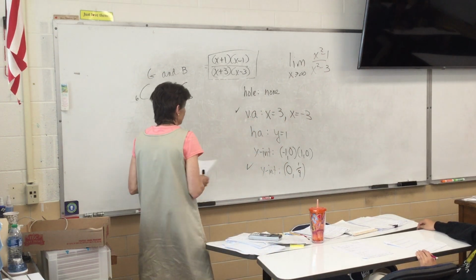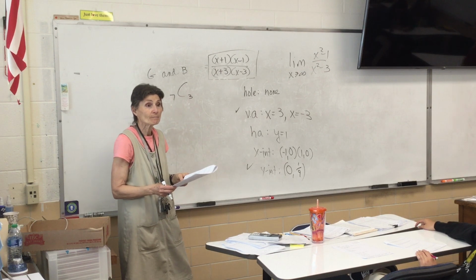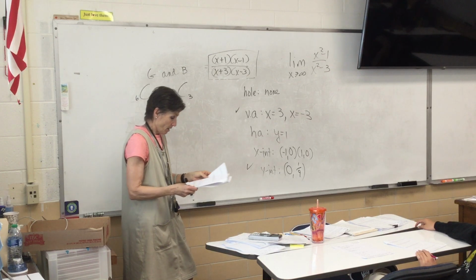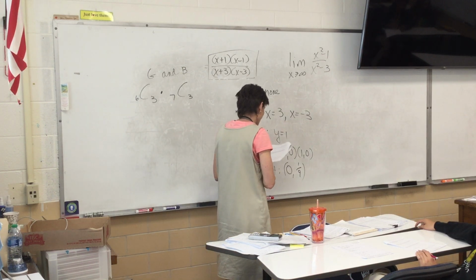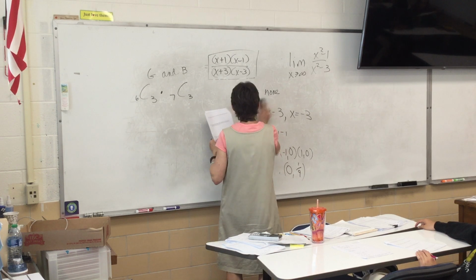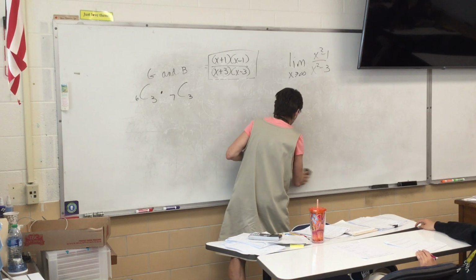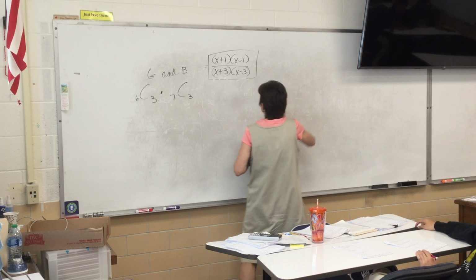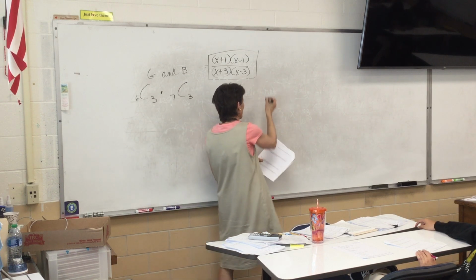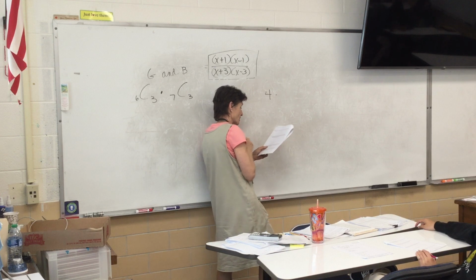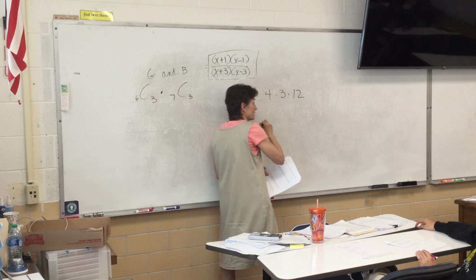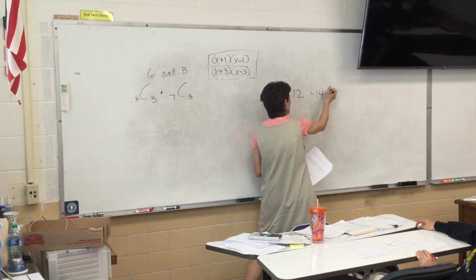Okay, who else? Number 23. Alyssa's preparing a speech. She may choose from 4 different types of speeches, 3 different lengths, and 12 different topics. How many possible speech choices does she have? You multiply them all. That's exactly right. So she has 4 choices for her speech, 3 choices for her length, and 12 topics. So the answer is 144.